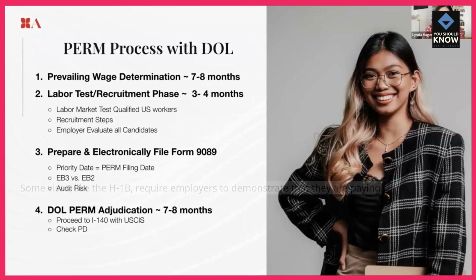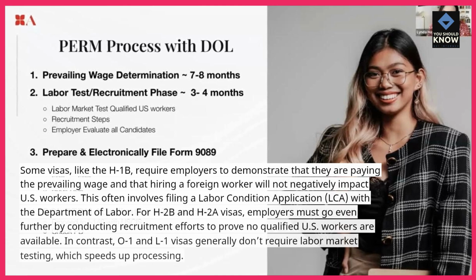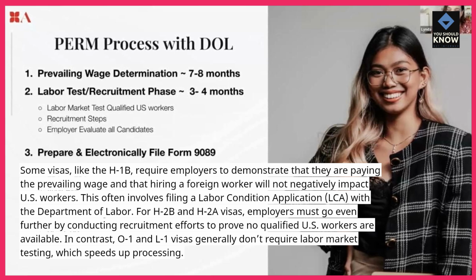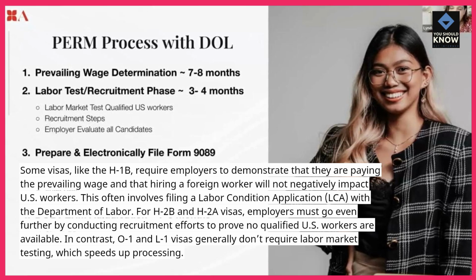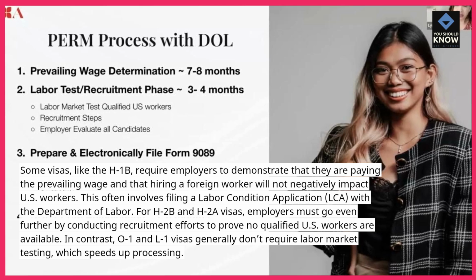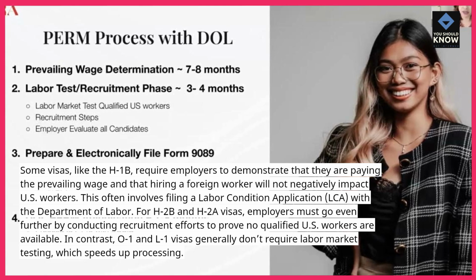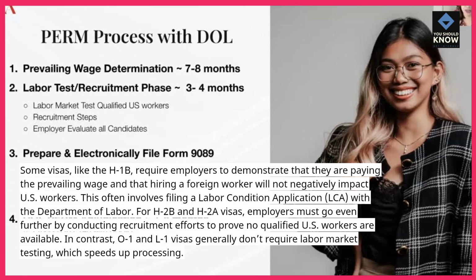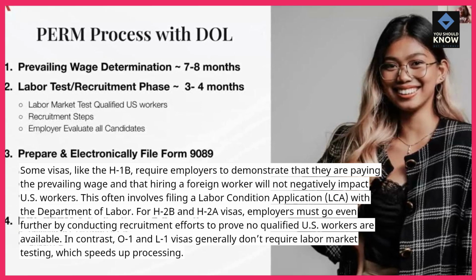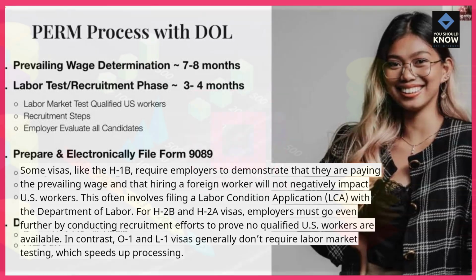8. Labor market tests and prevailing wage requirements. Some visas, like the H-1B, require employers to demonstrate that they are paying the prevailing wage and that hiring a foreign worker will not negatively impact U.S. workers. This often involves filing a Labor Condition Application, LCA, with the Department of Labor. For H-2B and H-2A visas, employers must go even further by conducting recruitment efforts to prove no qualified U.S. workers are available. In contrast, O-1 and L-1 visas generally don't require labor market testing, which speeds up processing.